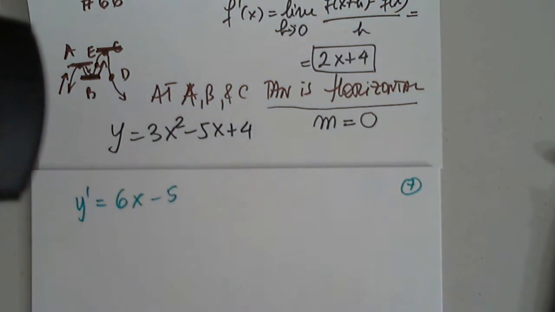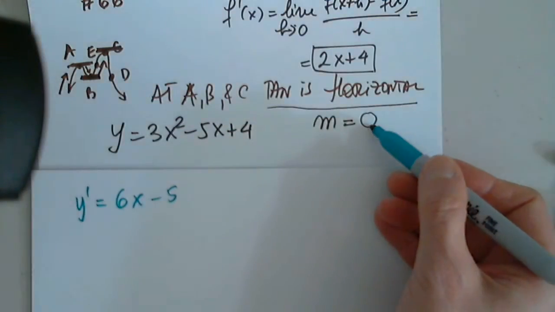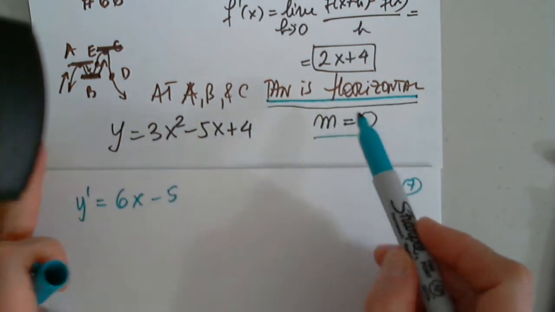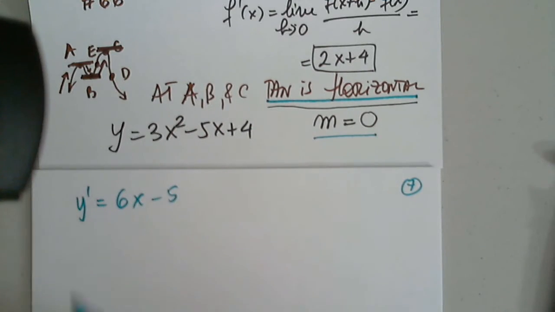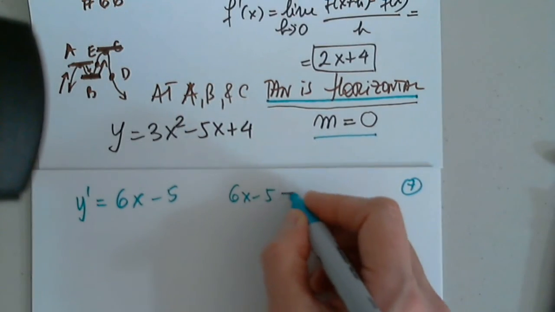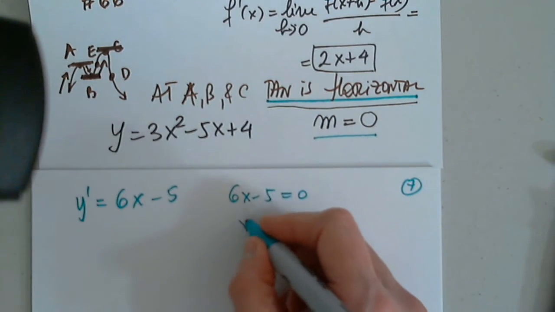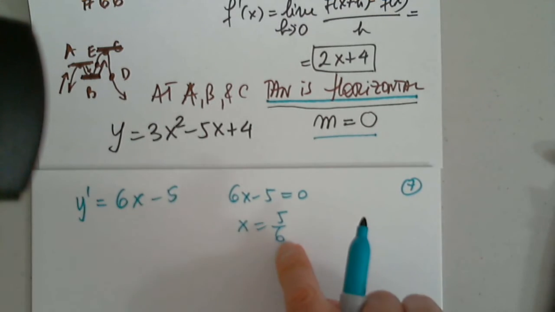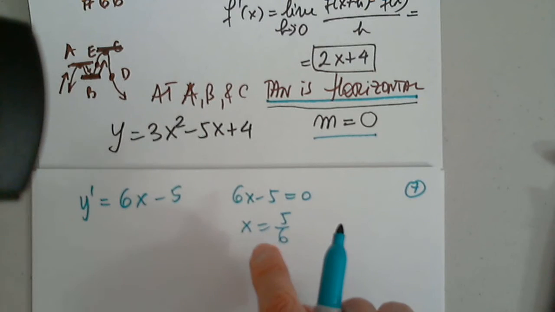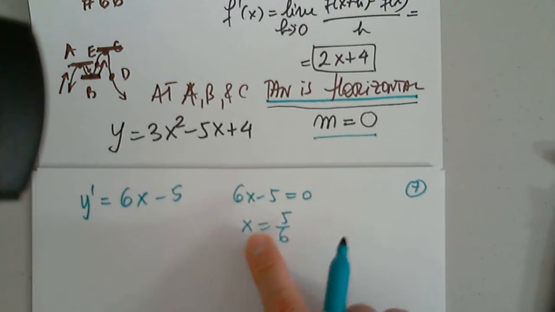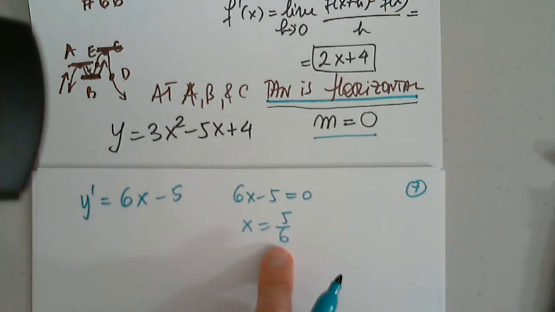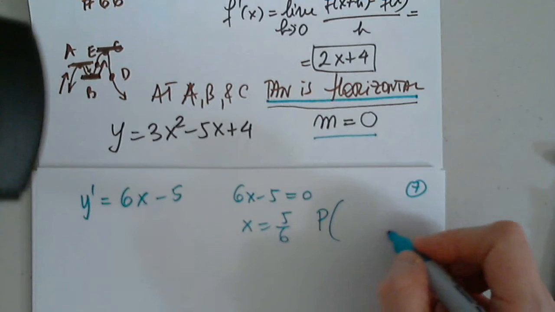Minus 5. That's it. So now I'm going to set it equal to 0 because I am told the tangent is horizontal, which means the slope is 0. And this is the slope. So when I set 6x minus 5 equal to 0, I move 5 and divide by 6, right? So I get 5/6. At this point, it's not a point yet, but at this x value, it's guaranteed that the slope is 0 because the derivative was set equal to 0 to get this. So I'm going to call this point P.